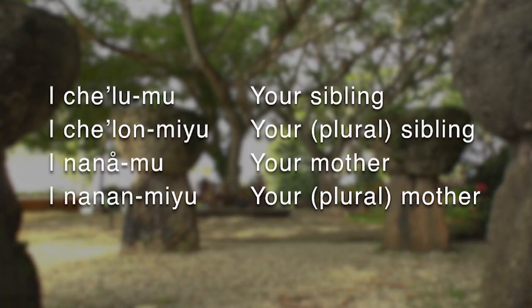Also, please don't forget that in CHamoru there is both you for one person and then you for two or more people. We discussed this before as how versus hamzu, but here it is mu versus midzu. Okay? Itsetlumu, your sibling. One person. Itsetlun midzu, your plural sibling. Many people, or more than one. Inanamu, your mother. Inanan midzu, your plural mother. Sometimes to make things easier, I say that this is like saying y'all in English.